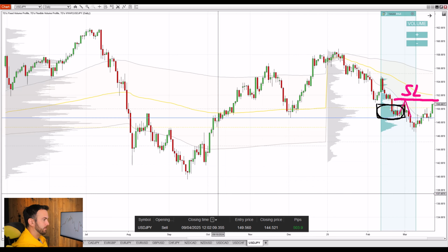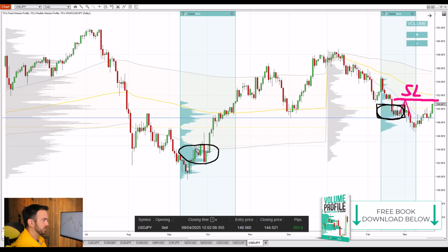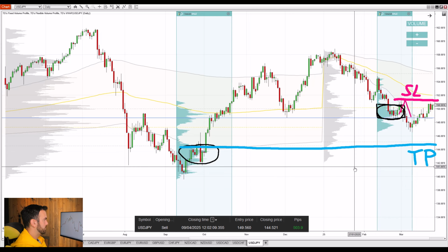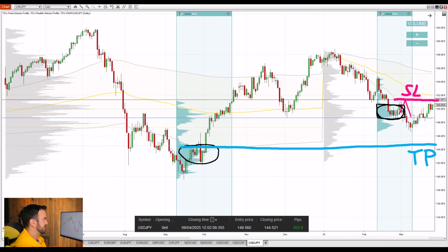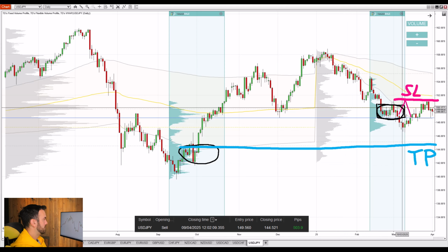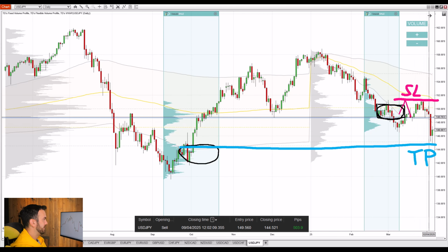So in this case, the take profit was based on those volumes, and I wanted to quit the trade before the price reached this heavy volume zone. So take profit was roughly in here. Now let me show you what happened. The price almost hit the stop loss, not even here, and then the price finally started the sell-off.